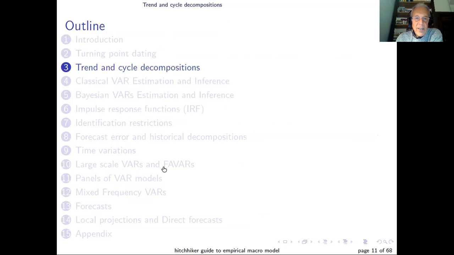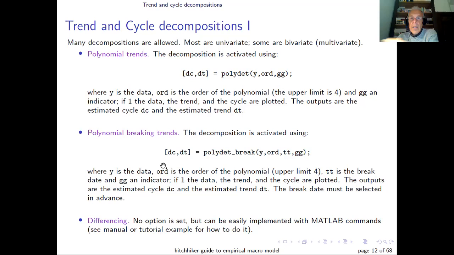So this is basically everything that you need to do to date turning points. Instead, if you want to do trend and cycle decomposition, you have many options available. Some of these options are univariate, some of them instead are multivariate. Most of the options should be familiar to you. The first are really simple.